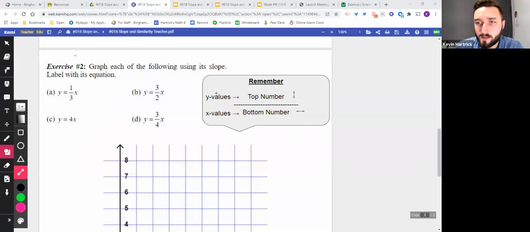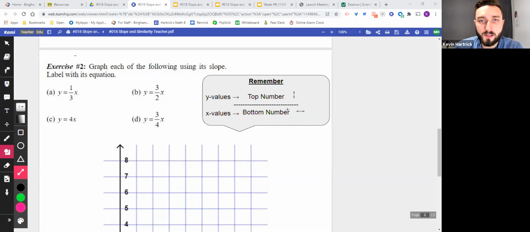Why is that the case? Because up or down is your y values. Remember, that's your y in the sky, right? Your y-axis, your y variables are up and down. So the top number tells you whether you're supposed to go up or down in the pattern. Remember, slope is a pattern. The bottom number tells you right or left, right?